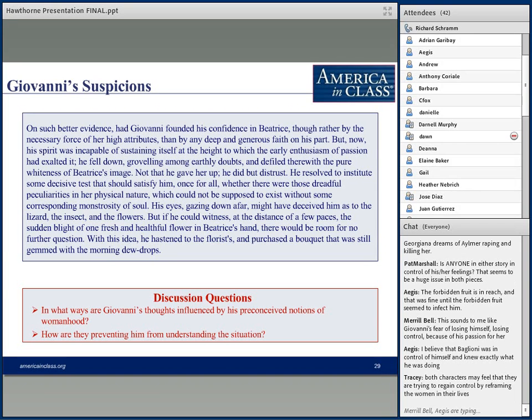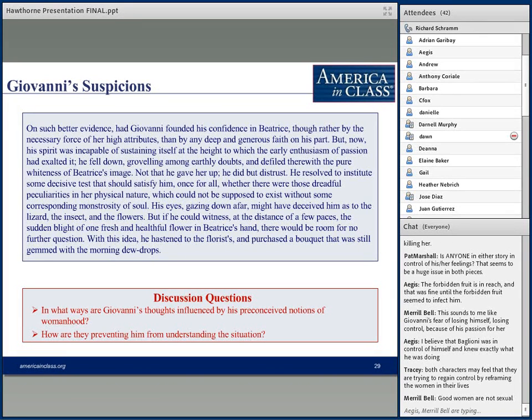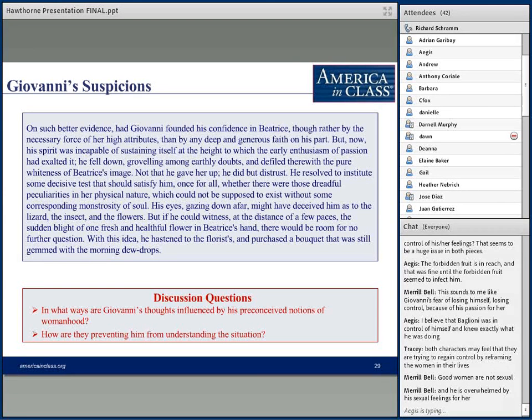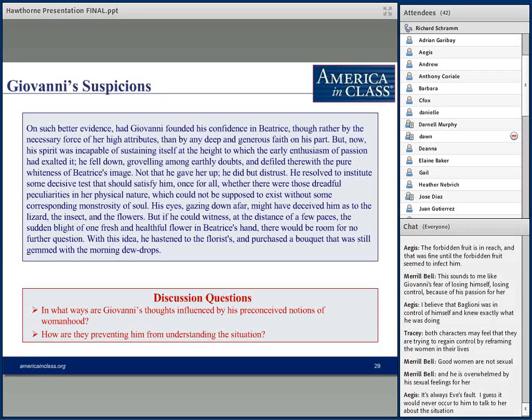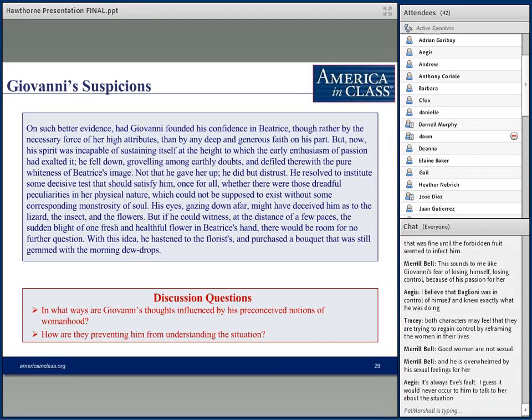This is the evidence that we refer to there: the fact that he killed a spider with his own breath, and the flowers withered when he breathed on them. And so, insects now, you know, good women are not sexual. That's the preconceived notion of womanhood. He is overwhelmed by a sexual feeling for her. It is always Eve's fault. I guess it would never occur to him to talk to her about the situation.